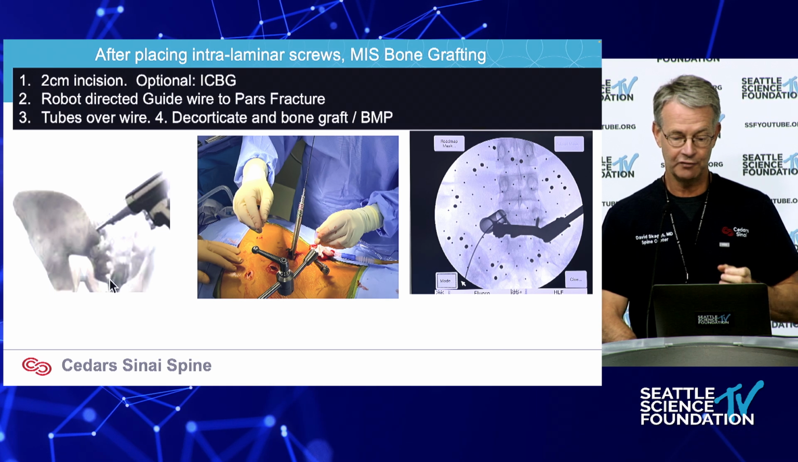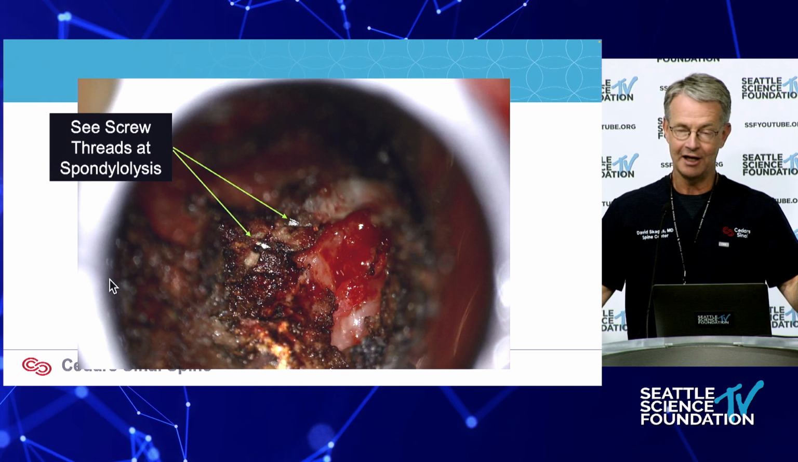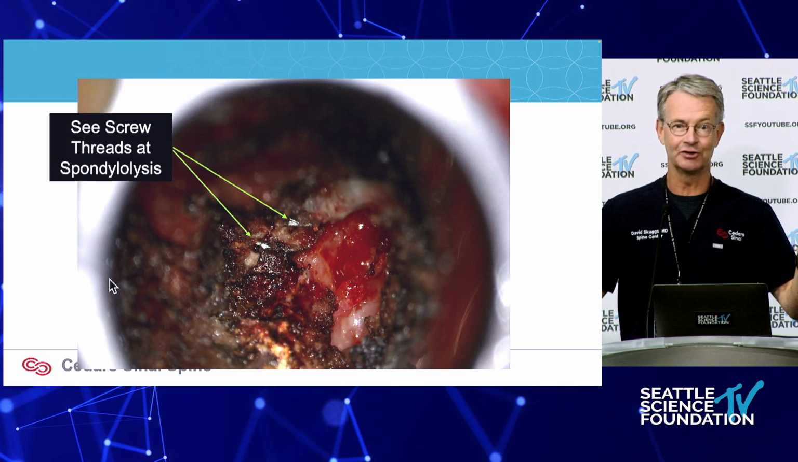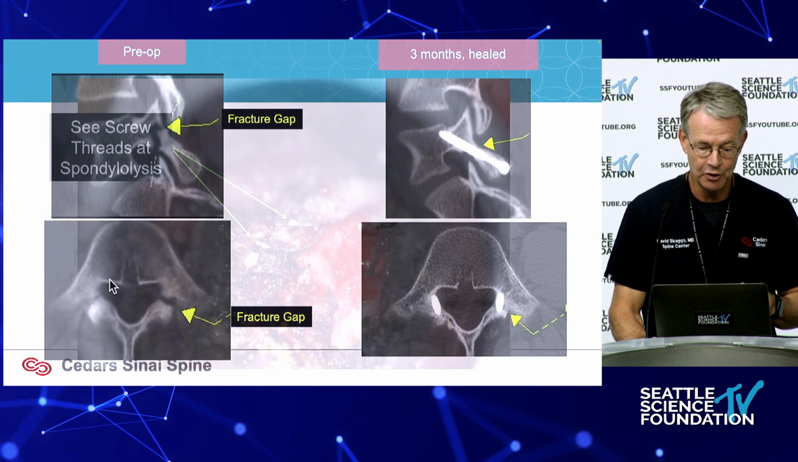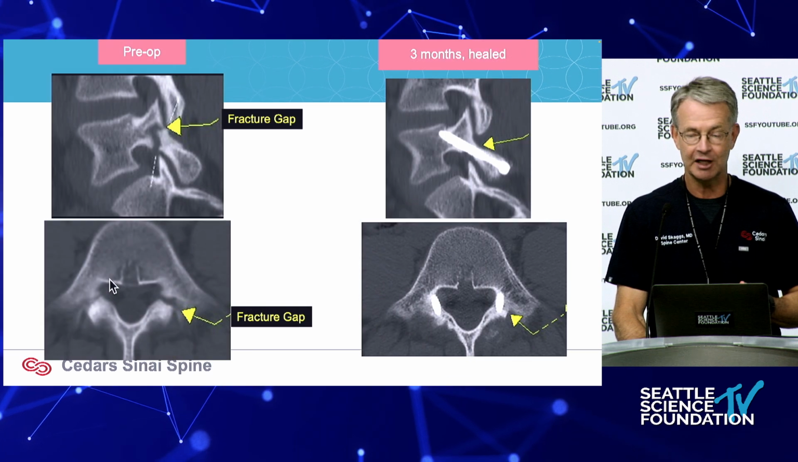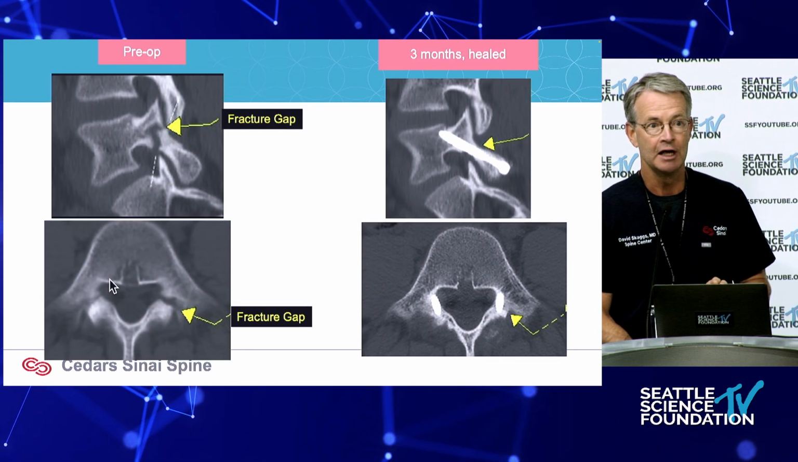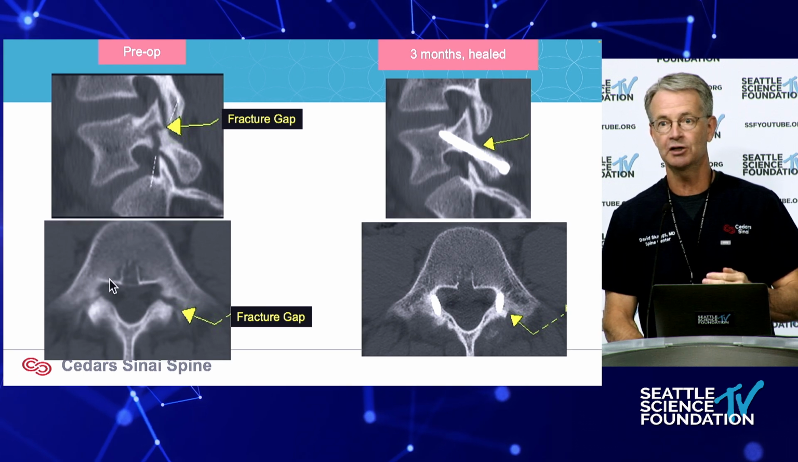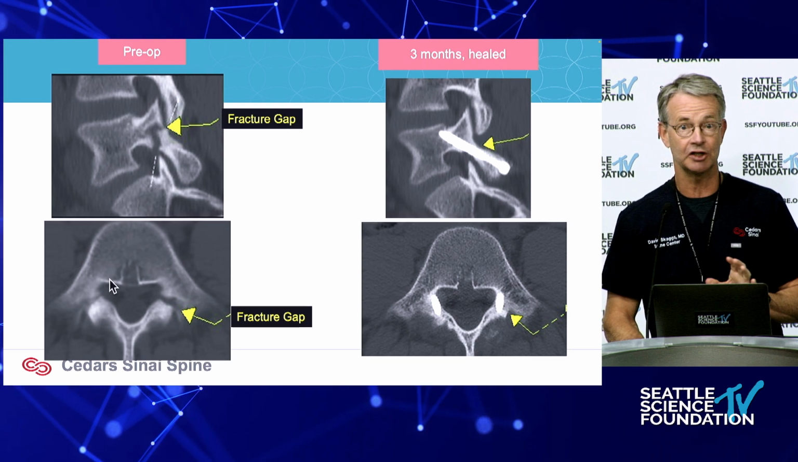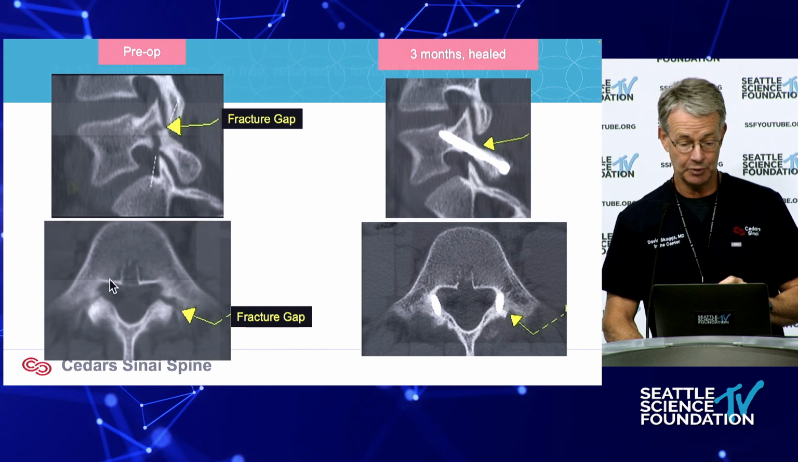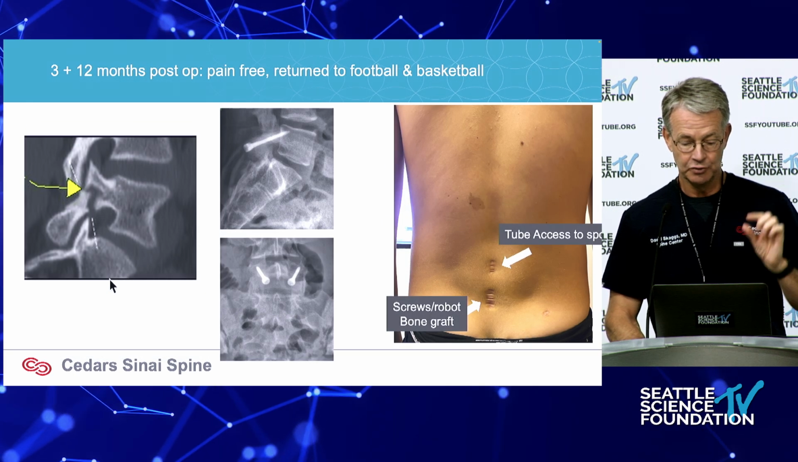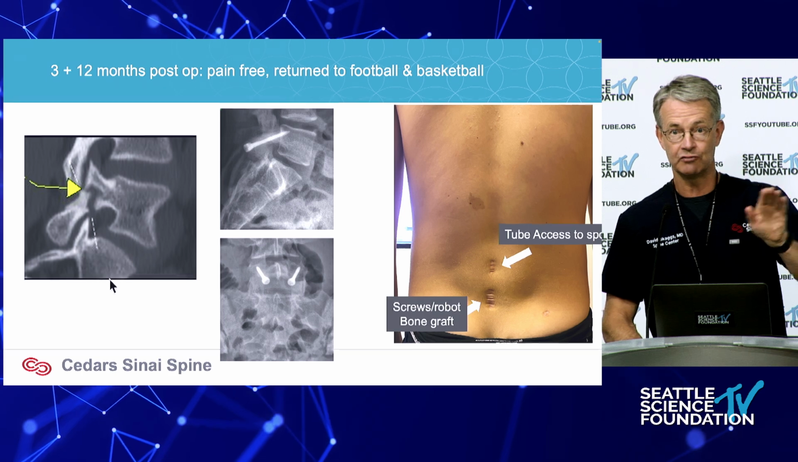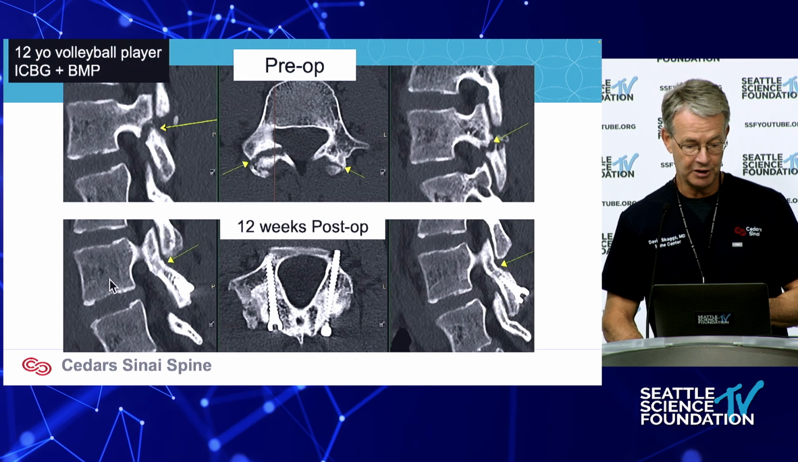Run some tubes over this, put a microscope, and then you see the screw. It's pretty cool. You're in the right place. Take out all the fibrous tissue, throw in some bone, and it heals. And here's an example of a kid that heals 3 months later. And I generally tell kids, you will be healed at 3 months. You can go back to sports at 3 months. I don't think I've had anyone that has it yet. And this is what it looks like a year out. You have 2 little incisions, one for the screw and one for the direct repair.